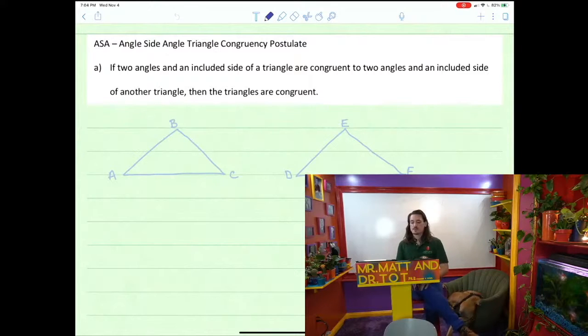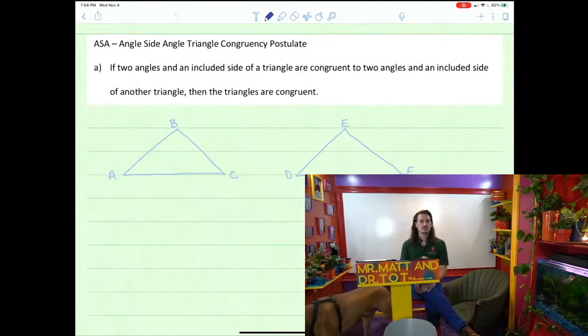So the first postulate we're going to look at is the angle-side-angle postulate. And this proves triangle congruency, that proves that 2 triangles are congruent to each other. If they're congruent, that means that they have the same exact side lengths and the same exact angle measures. So they're completely the same.